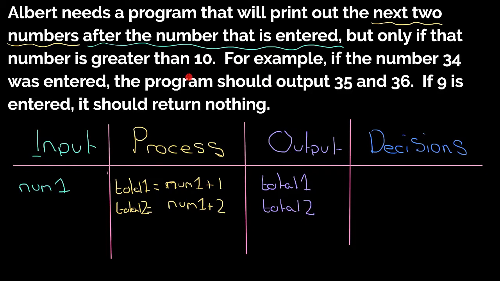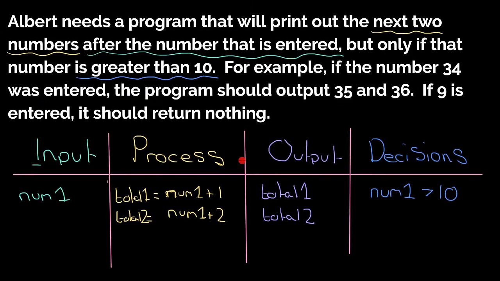Finally, I've got a decision to make somewhere. If you have a look, it says that I only do this if the number is greater than 10. So I've got to check somewhere if the number that has been entered is greater than 10. For this you use comparison operators and things like that, so have a look at the operator video if you need to. But here I'm going to write num1 greater than 10. So using that table, I've identified what my inputs are, what my processing is, what my outputs are going to be, and what my decisions are.